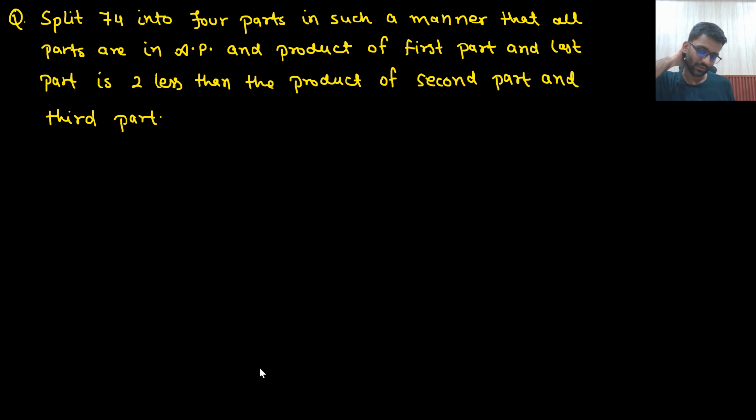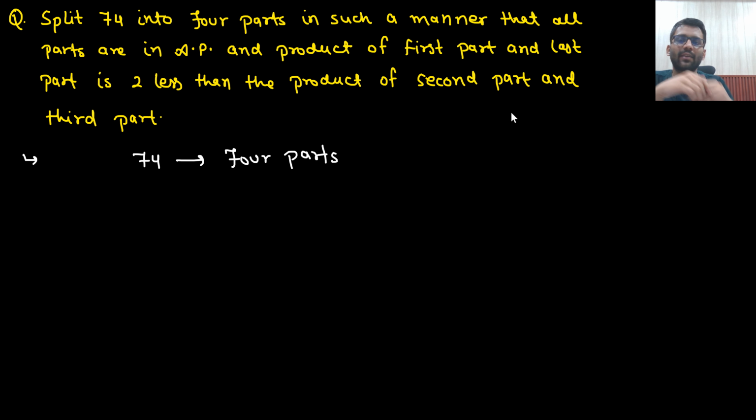Let's see the next question. This is a very important problem. You have to split 74 into 4 parts. This is very important. You have to split it into 4 parts in such a manner that all parts are in AP and the product of the first and last part is 2 less than the product of the second and third part. So you have to break it into 4 parts and all parts are in AP.